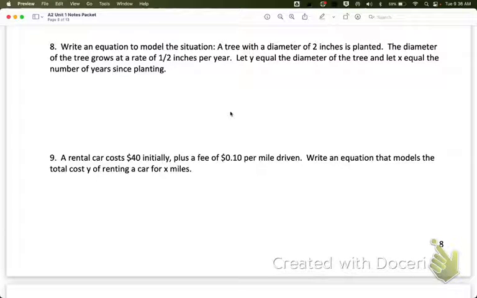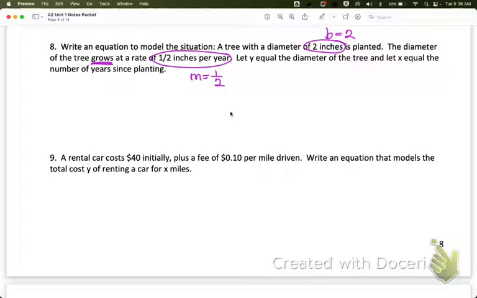Number 8 says, a tree with a diameter of 2 inches is planted. The diameter of that tree grows at a rate of 1/2 inches per year. So we're looking for the rate and the initial value. Well, here we go. 1/2 inch per year, that's our rate. So that tells us our slope. And it's growing, so the rate is positive. If it were shrinking or something, we'd make it negative. And then it says it started with a diameter of 2 inches. So that tells us our y-intercept is 2.